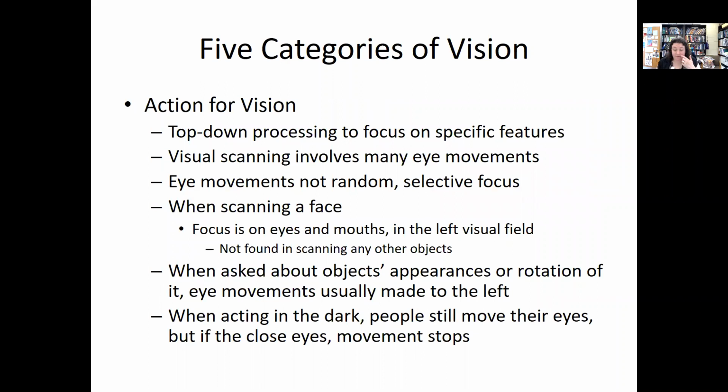So next you have action for vision, and this is where you search for only one part of the target object and you attend to it selectively. So you do some visual scanning, you figure out what is actually relevant to you, and you focus on that. So it uses a lot of eye movements and selective attention here as well.